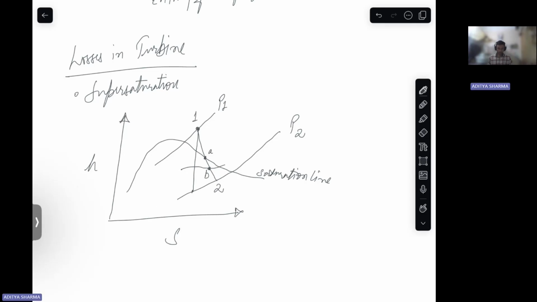So if you see the process from state 1 to 2, the expansion is taking place. And in between there is point A, right? That falls on the saturation line, right? And after that, your vapor starts condensing, right? Ideally, it condenses. And this is your superheated state.